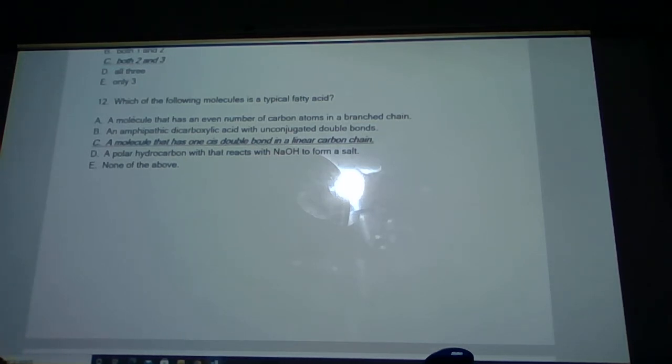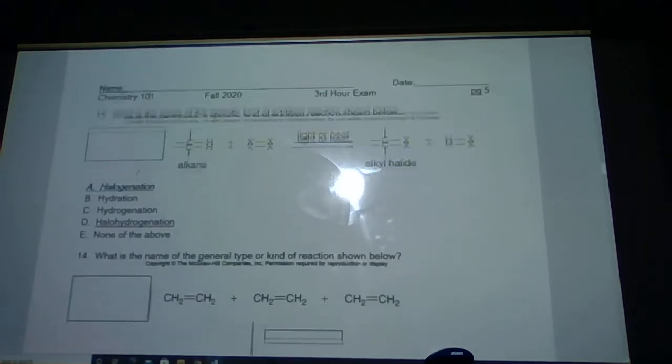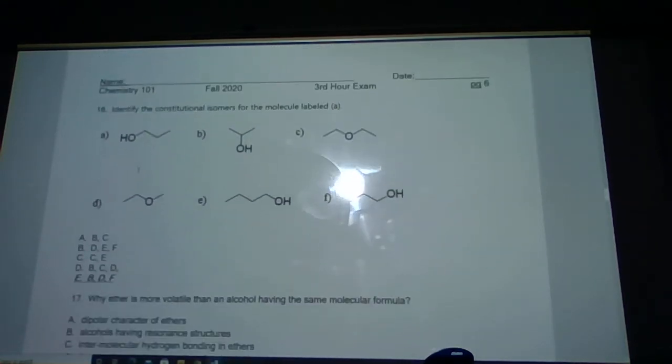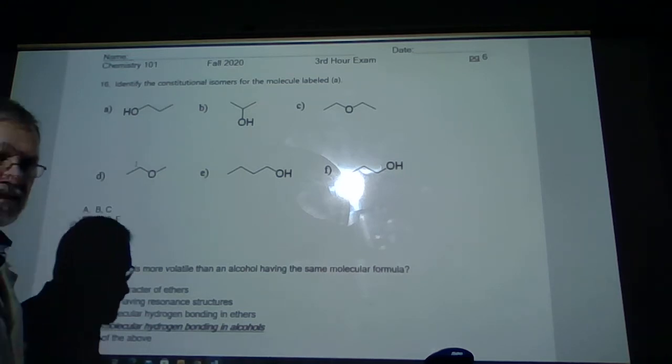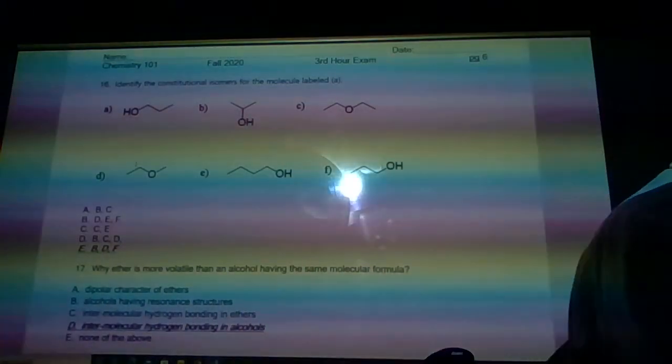That was number 12. Number 16. 16 asks, of these compounds, which of these compounds are constitutional isomers of compound A?